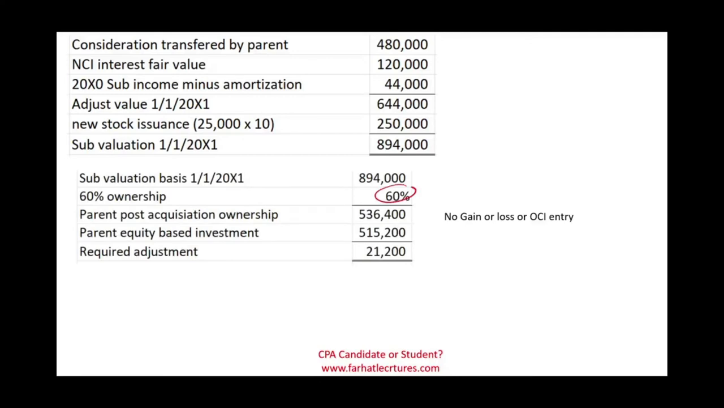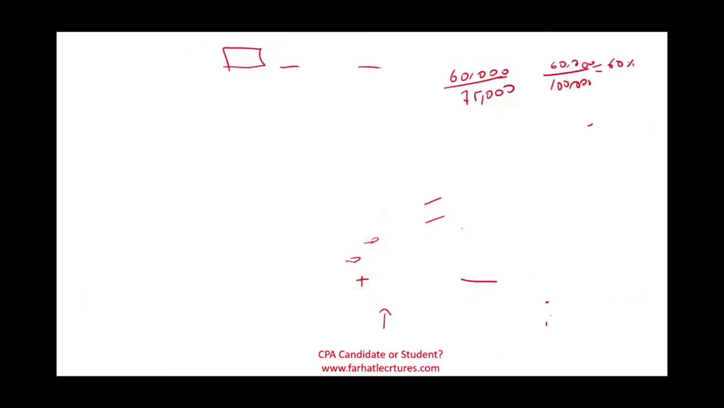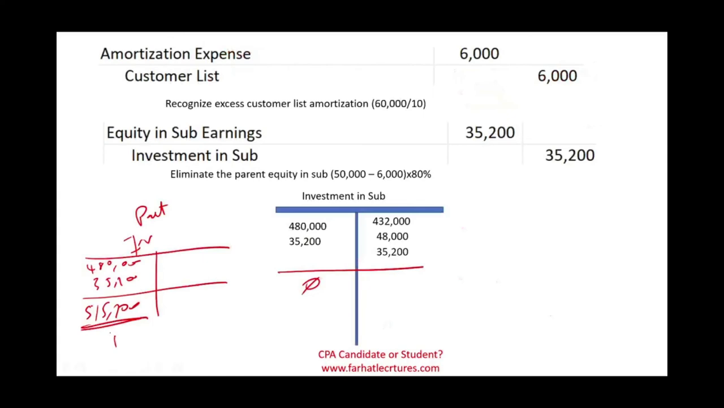Now we own 60%. If we take 894 times 60%, the parent post-acquisition ownership is 536,400. Now what we're saying is if we own 60% of this company at fair value, our investment should be 536,400. Well, what is our investment account? Our investment, which is 515,200. Where did that number come from, 515,200? Let me go back here. Remember I told you to keep track of the parent investment, 515,200. This is where this number came from.